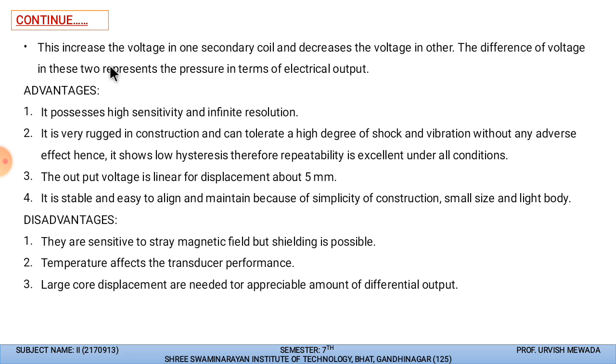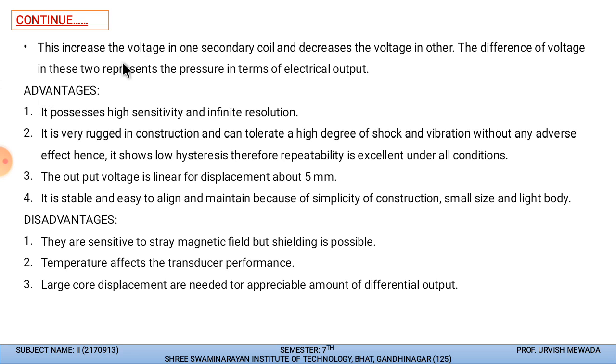There is an increase in voltage in one secondary coil and a decrease in the other. So once one winding gets maximum EMF, the other will have low EMF, or we can say zero EMF, because of the movement of the core and the difference between the two windings. This presents the pressure in terms of electrical output, which we already discussed. Whenever the core moves according to the applied pressure or expansion of the bellow, we can check the electrical output according to the applied pressure on the shaft of the LVDT.